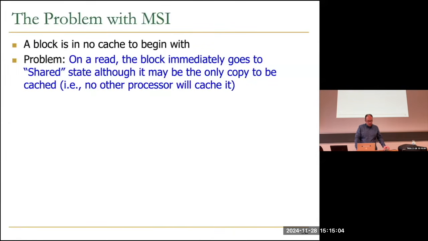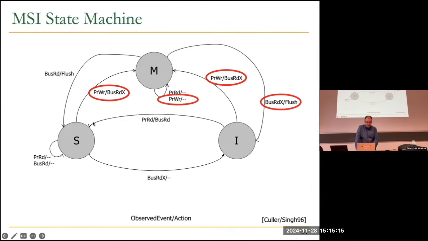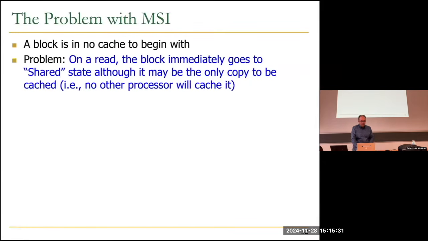Okay. But now the question is, can we do better than MSI? A block is in no cache to begin with. Essentially the problem with MSI is that when you are in an invalid state and you read, you go to the shared state. You just assume that your data is shared, even though it might not be shared. You might have the only copy in the system. That's the main problem with MSI. So this is what is written here: on a read, the block immediately goes to the shared state, although it may be the only copy cached. No other processor will cache it.